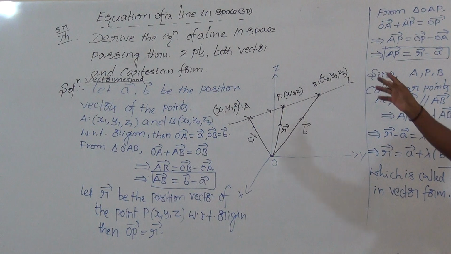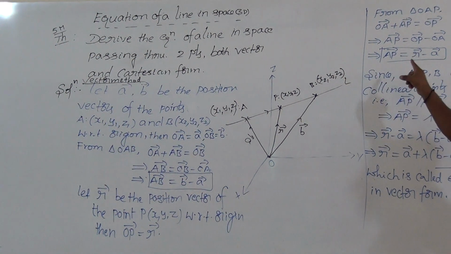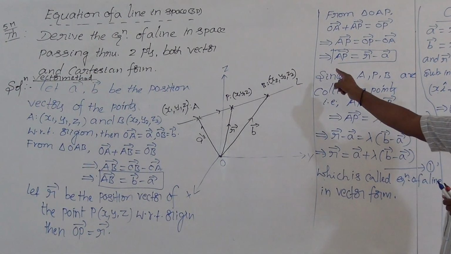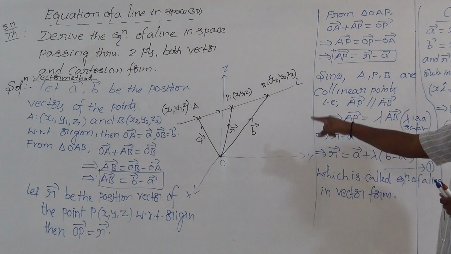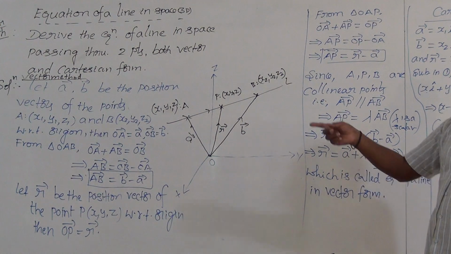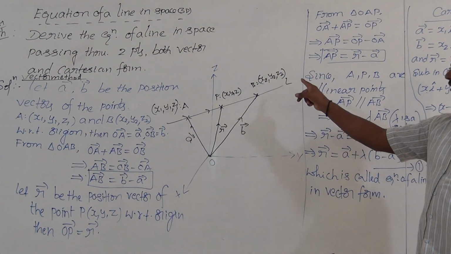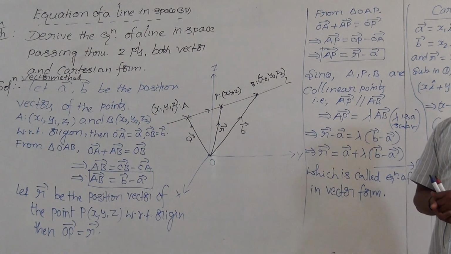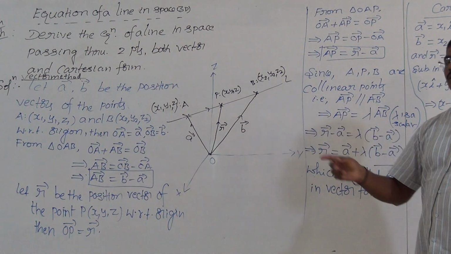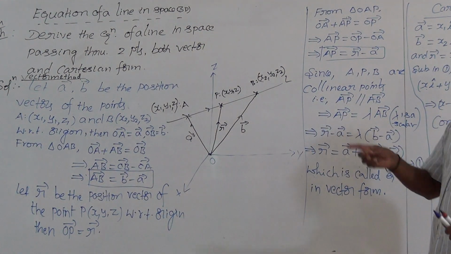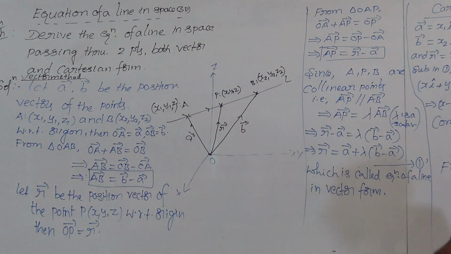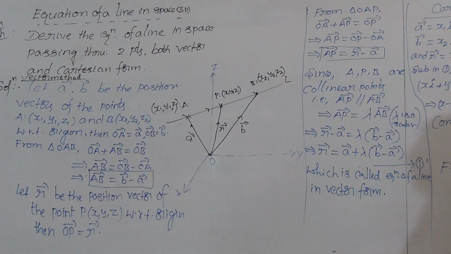Let A vector and B vector be the position vectors of 2 points A and B on the line L, with coordinates x1, y1, z1 and x2, y2, z2. That is, OA bar is equal to A bar, OB bar is equal to B bar. Next, from the triangle OAB, called the triangle of vector addition, AB bar is equal to B bar minus A bar. Next, let R bar be the general position vector of a point P with respect to the origin, then OP vector equals R bar.